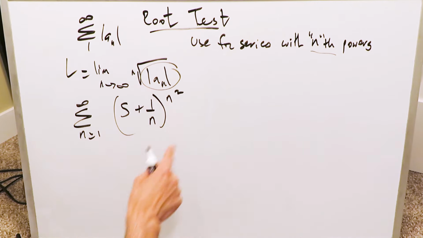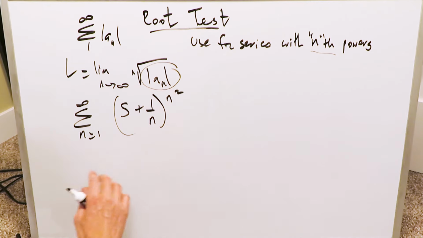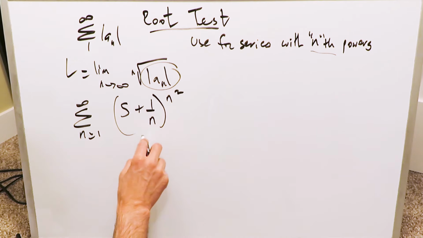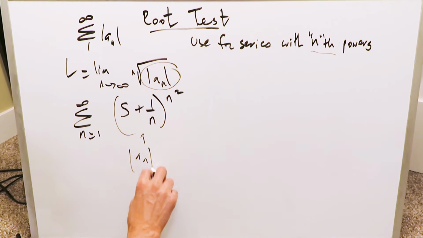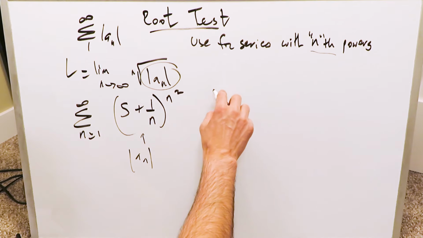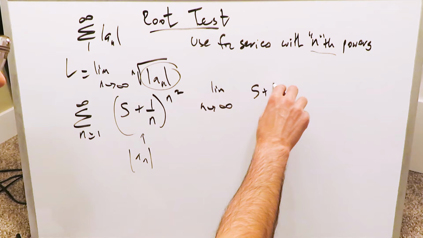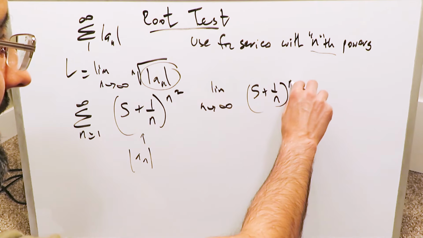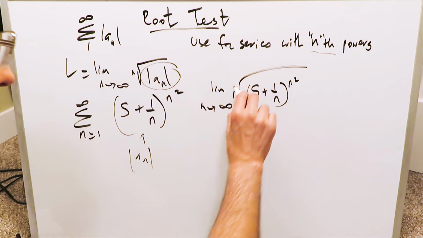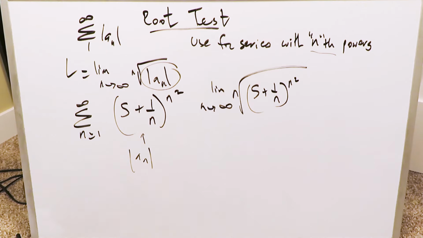Our next one is n equals 1 up to infinity, (5 plus 1 over n) to the power of n squared. This right here is a series to the nth power, so you can use the root test. This here represents a_n. You can view it as this and it would feed into your limit determination. Limit as n approaches infinity, you're feeding all of this, (5 plus 1 over n) to the power of n squared, all to the power of the root of n.